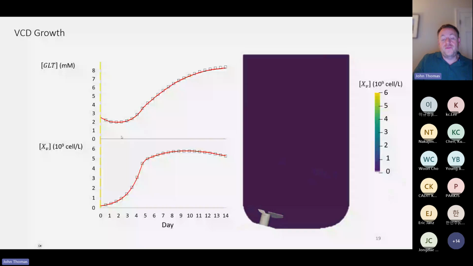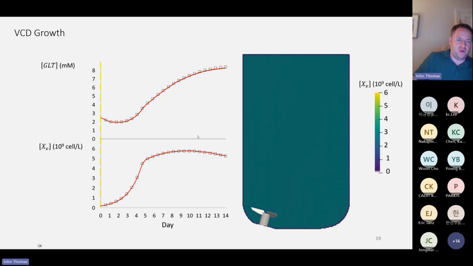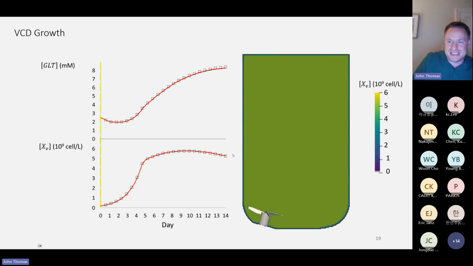VCD growth, very similar. And this is kind of cool. The red is what we would predict, as it were, using the empirical correlation in literature. The black is what is measured, using those from literature. The red is what we're getting out of the code, okay? And to be able to achieve those target glucose concentrations and those target cell densities is very encouraging.